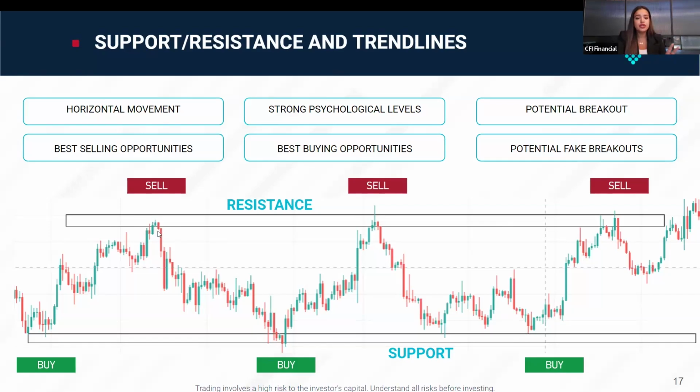So basically, you need 2 points or 2 peaks in order to consider this a resistance level. And here you need 2 lows or 2 touches in order to consider this a support level. Whenever the price exceeds a resistance level and there's stability above it, you start to buy, and whenever the price breaks a support level, you start to sell.